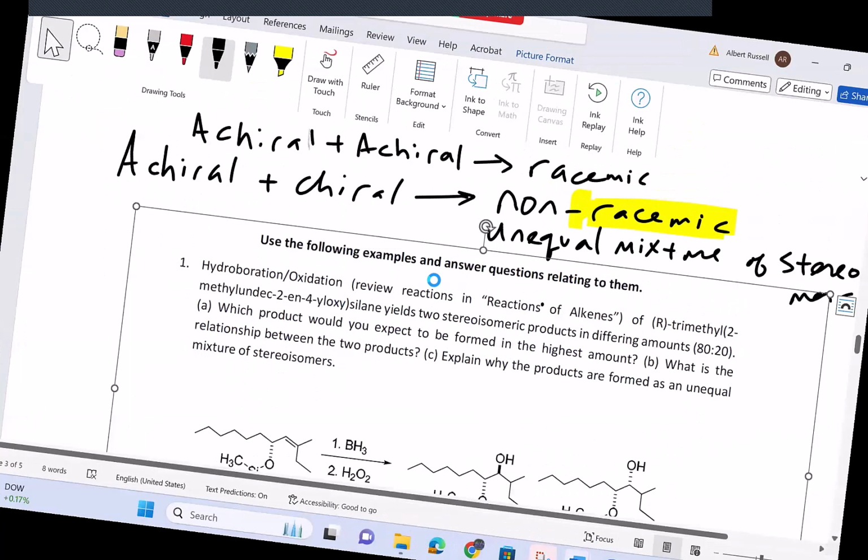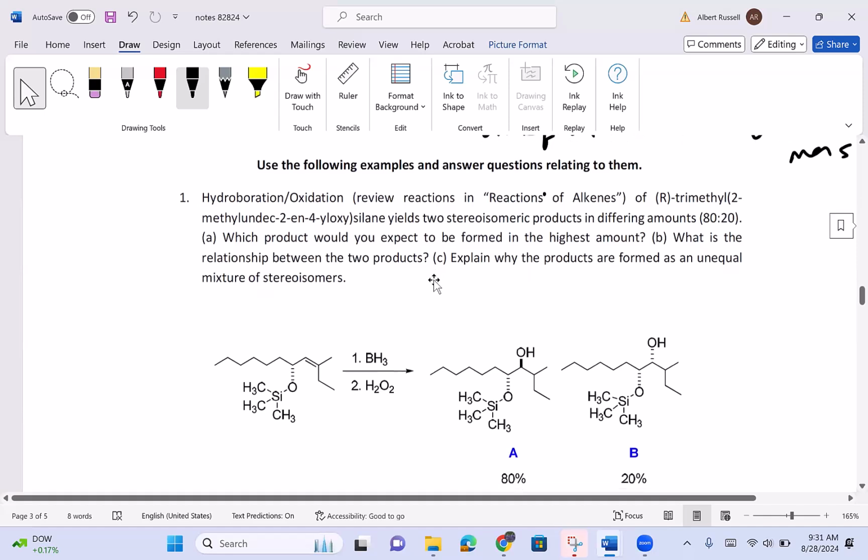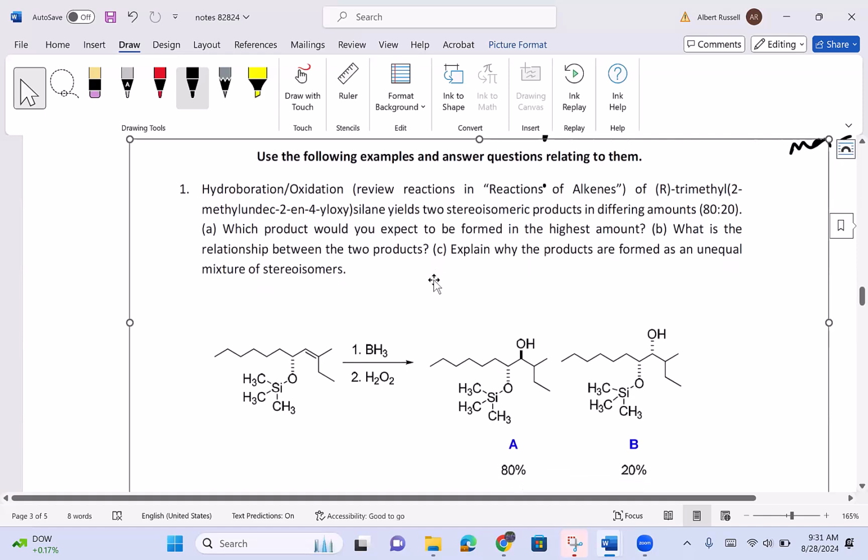All right. What does that mean? Hydroboration oxidation. What type of reaction is it and what does it do? This is your part one review for today. Anybody?